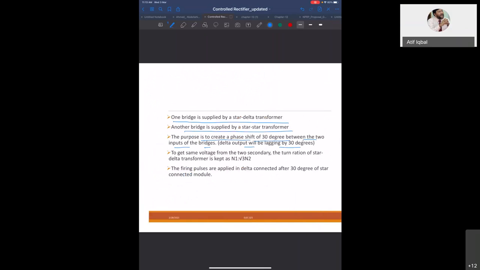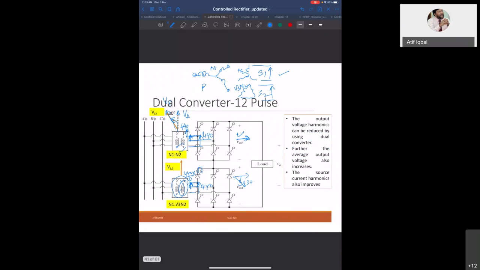Delta output will be lagging by 30 degrees. To get the same voltage from the two secondaries, the turn ratio of the star delta transformer should be N2 to root 3 N2. The firing pulses are applied in the delta connected module after 30 degrees of the star connected module. This is also important because this voltage is lagging by 30 degrees. This is leading by 30 degrees, you can say.